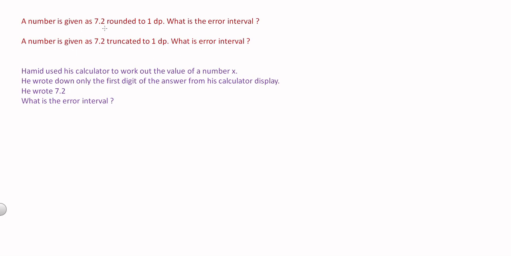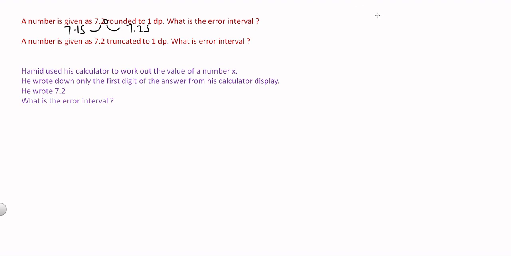Right, a number is given as 7.2 rounded to 1 decimal place. What is the error interval? So to help you with that, I'll stick a 0 there. So the upper bound would be 7.25, lower bound would be 7.15, and I've covered that in a previous video.